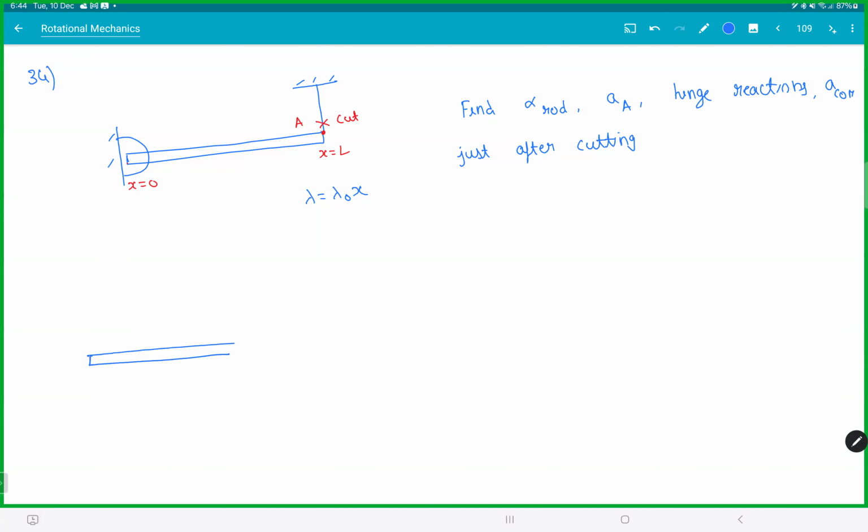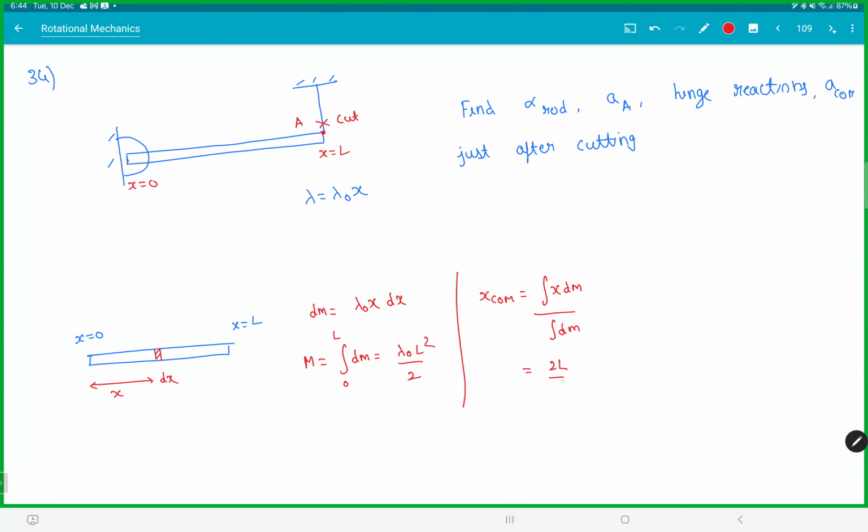Let's get the basics ready. So x is 0, x is L. The distance we take a small dx. So dm will be lambda naught x into dx. So mass of the rod will be integral dm from 0 to L, which is lambda naught L square by 2. Then x center of mass is integral x dm by integral dm. I remember the answer, 2L by 3.